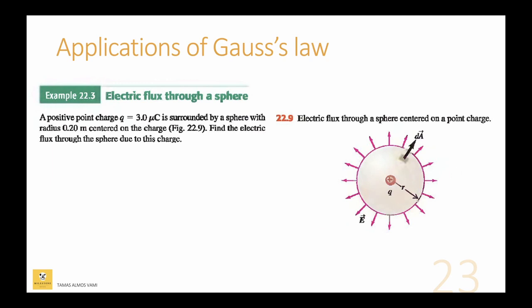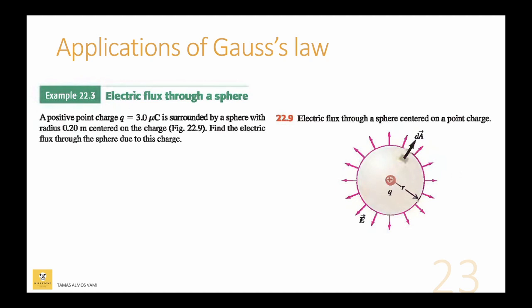Then this other example is just to put some numbers into the picture, not only just deal with the general variables, although physics is really about the general picture rather than the specific. But for everybody who wants to go into the engineering direction, it's good to add some numbers. So I just say that we have this 3 microcoulomb charge, and we surround that with a sphere, and it has a radius of 0.2 meters. And so we are interested in the electric flux through the sphere.